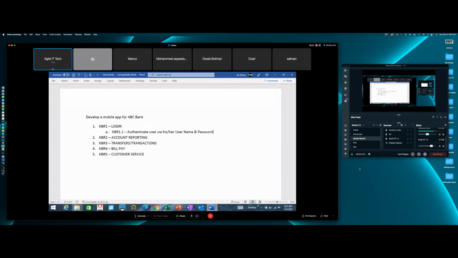I don't think you guys are ready to put requirements properly. Read it out loud, everybody. Authenticate user via his or her username and password. Is this what we want to do? Yes, this is the login requirement. Yes, this is a requirement. You got it? Authenticate the user via his username and password, the most common login function.